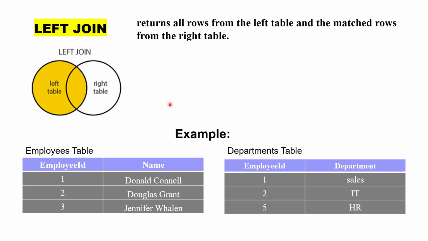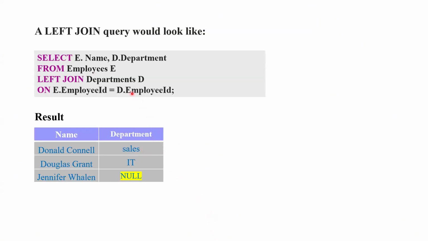If there's no match, it returns null. Let's see how a left join works with the tables of employees and departments. All the rows of the left table will be returned. We can write the SQL query like the following. Select name and department from the employee table using left join to find the matching row based on the matching employee ID. If matching record cannot be found, it returns null. This is the query result with all the records of the left table displayed.